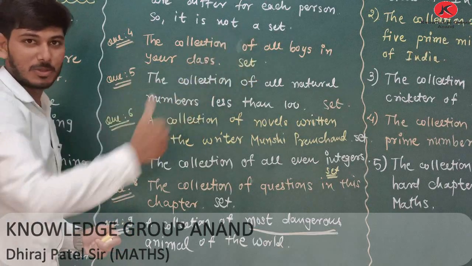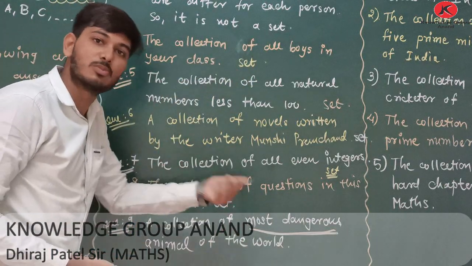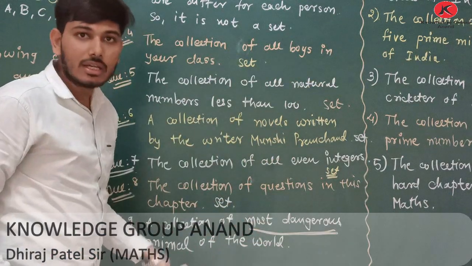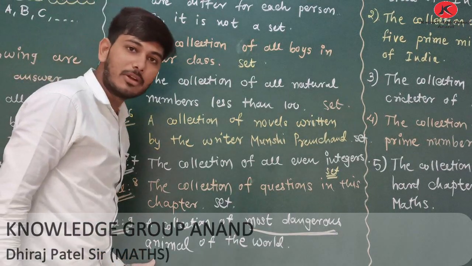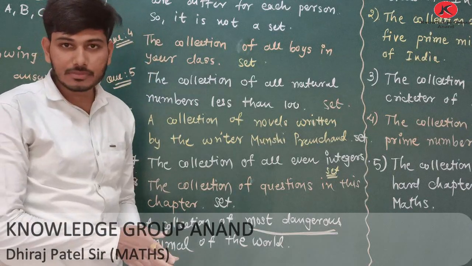Different people say most dangerous. Suppose I am saying that dog is most dangerous. Some people say that my dog is not most dangerous. Therefore, it is not a collection of well defined objects. Therefore, it is not a set. Clear?